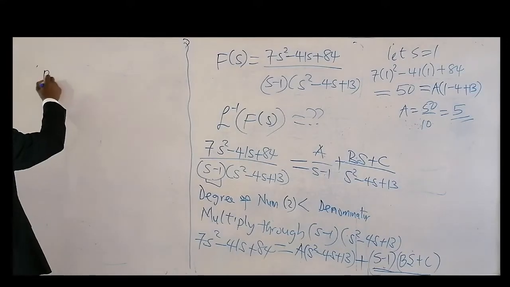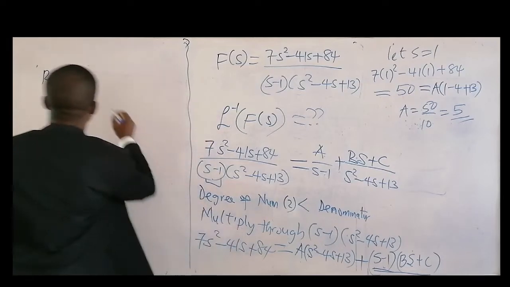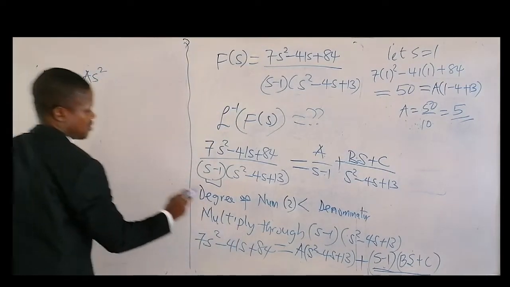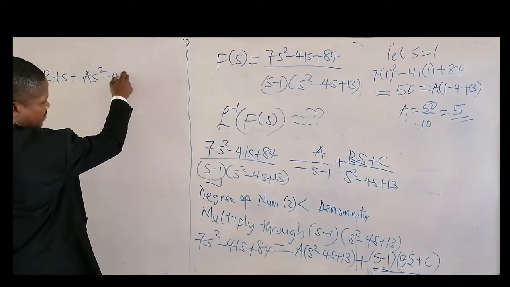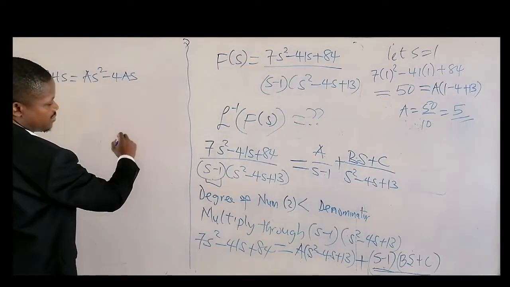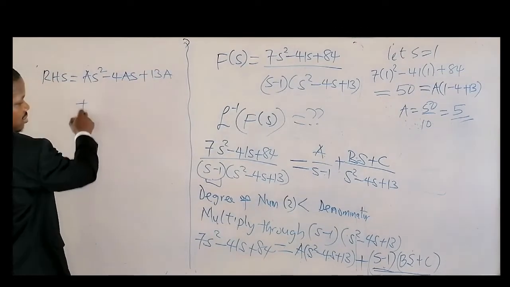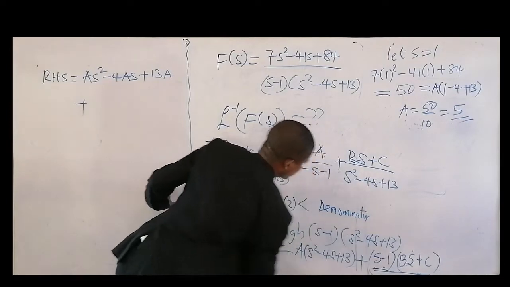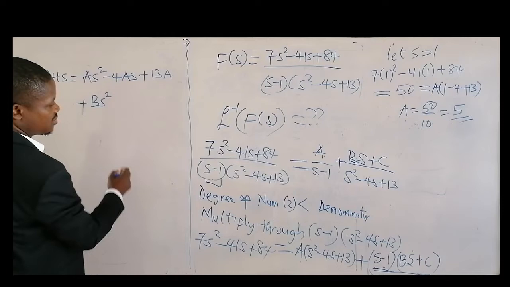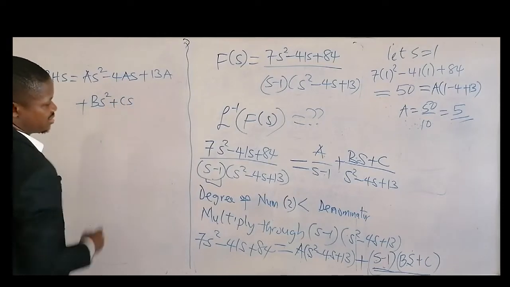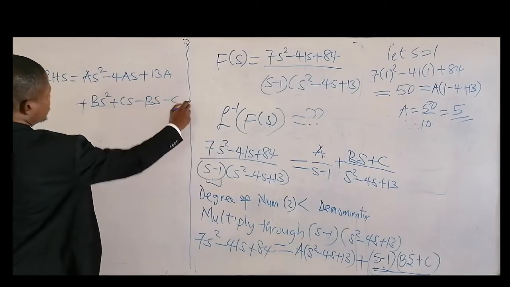The right hand side, open the brackets. So we're going to have this one times this one, that's Ax squared minus 4Ax plus 13A. Then the second one, this one times this one, that's Bx squared, followed by plus Cx, then minus Bx, minus C.